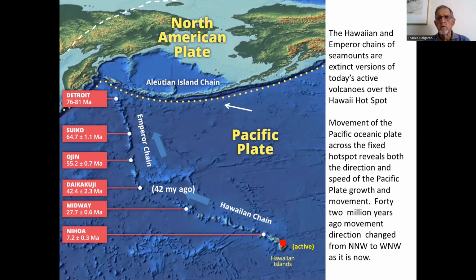And reading this, the Hawaiian and Emperor chains of seamounts are extinct versions of today's active volcanoes over the Hawaiian hotspot. Movement of the Pacific Oceanic Plate across the fixed hotspot reveals both the direction and speed of the Pacific Plate growth. Clearly you get the speed if you get the age of the rock, and you can tell the difference between the age and the present and measure the distance it is from Hawaii. That will give you an indication of the speed of plate growth. And 42 million years ago, movement direction changed from northwesterly to west-northwest, as it is now.